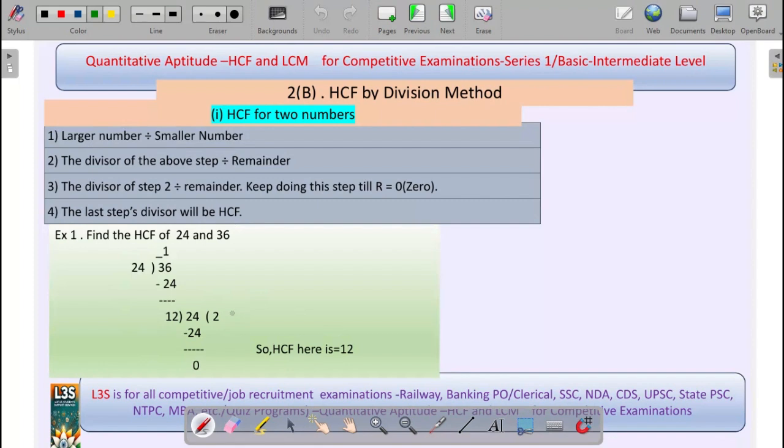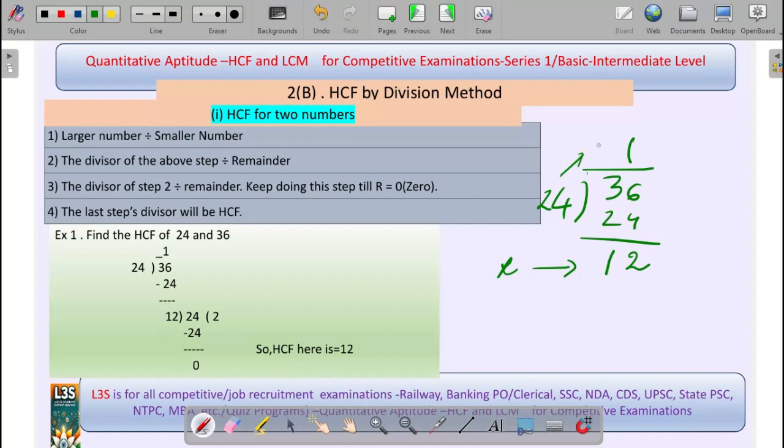So let's do this one: 24 and 36. Here the larger number is 36 and the smaller number is 24. So we'll divide 36 by 24. 24 into 1 is 24, and 12 will be the remainder. Now we got the remainder 12, and this is the divisor.